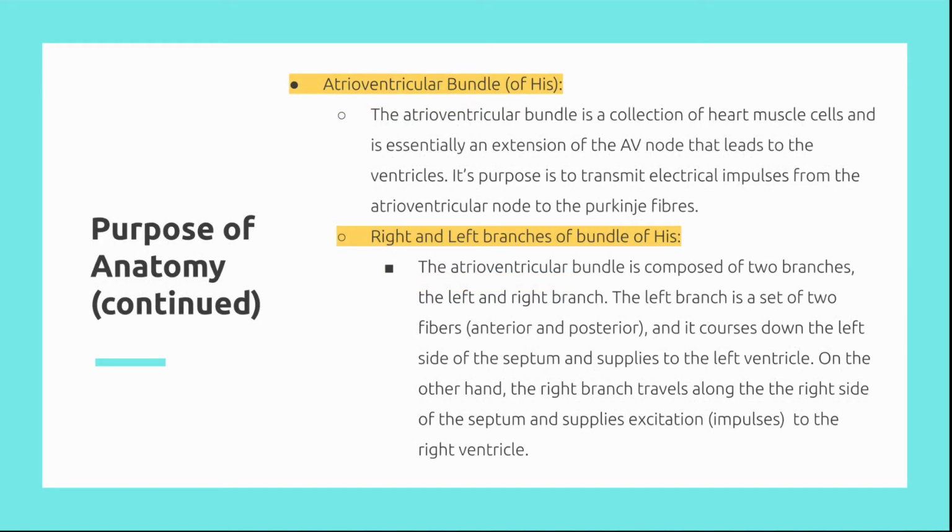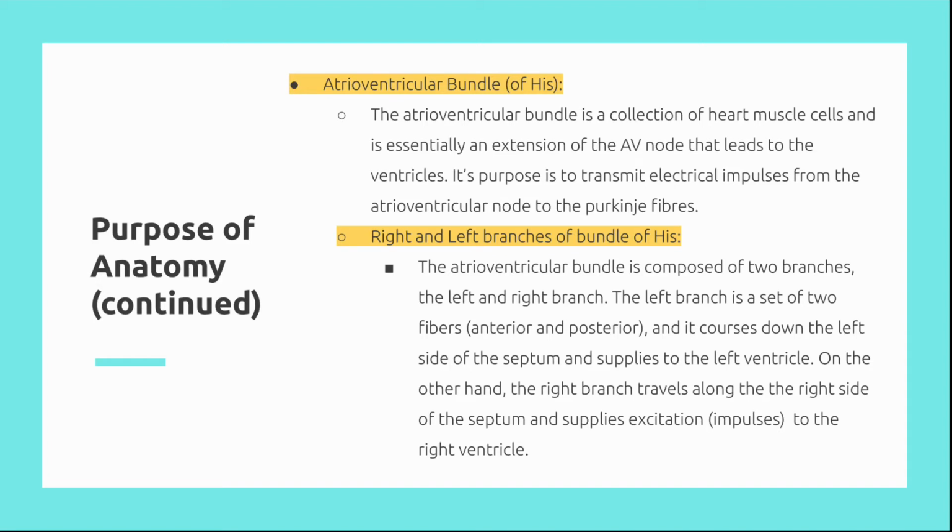Atrioventricular bundle of His. The atrioventricular bundle is a collection of heart muscle cells that is essentially an extension of the AV node that leads to the ventricles. Its purpose is to transmit electrical impulses from the atrioventricular node to the Purkinje fibers. Right and left branches of the bundle of His.